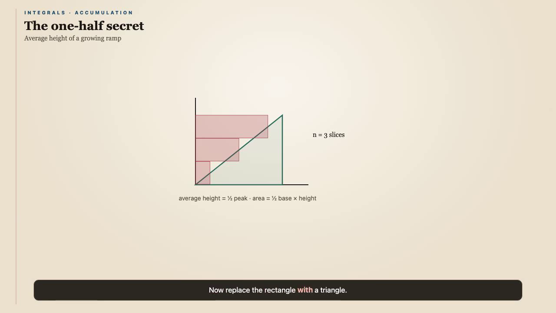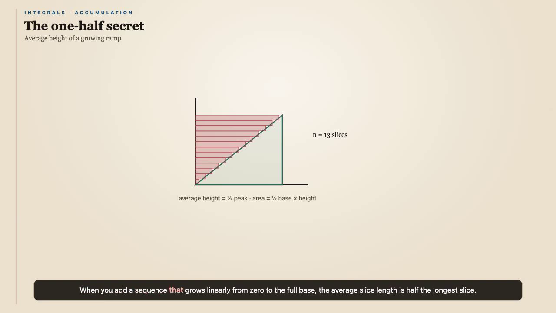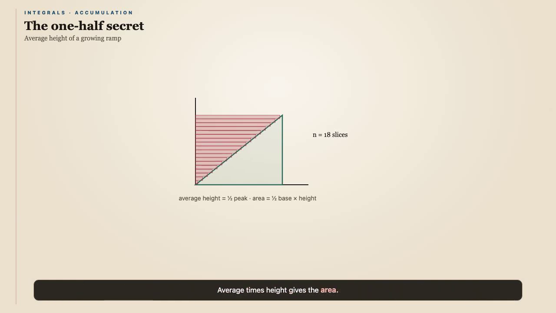Now replace the rectangle with a triangle. Same base, same height. The school formula says 1/2 base times height. Where does the 1/2 come from? Look at the triangle as a stack of horizontal slices from tip to base. Near the tip the slices are short. Near the base the slices are long. If the sides are straight, those lengths grow at a steady rate. When you add a sequence that grows linearly from 0 to the full base, the average slice length is half the longest slice. Average times height gives the area. The 1/2 is not a superstition. It is the average height of a straight ramp from 0 to full.